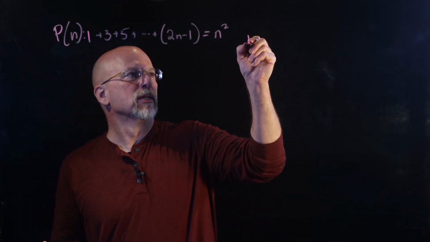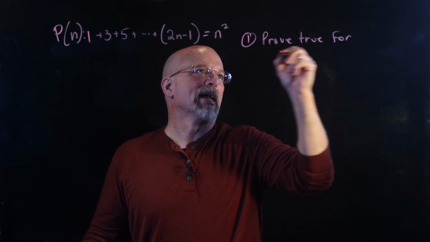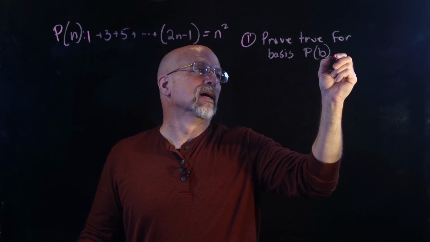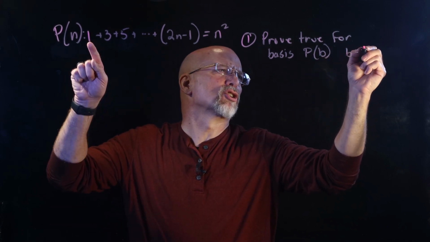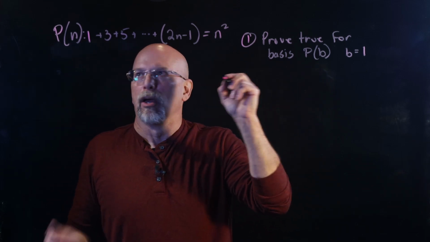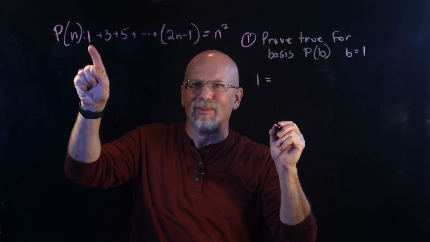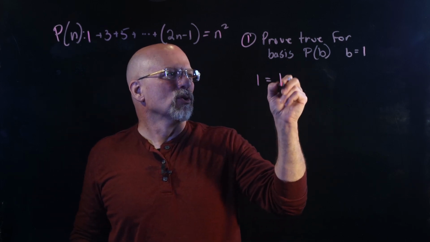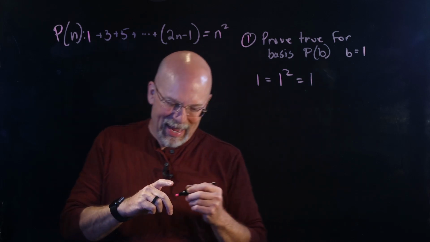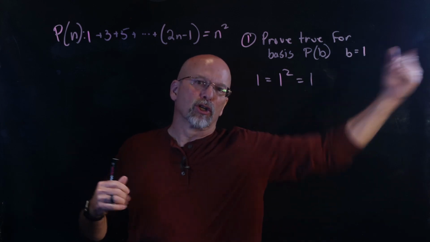So, what was step 1? Step 1 said, prove true for the basis, right? And what was our basis? That P(b), that was b equals, well, let's just use 1, all right? Now, the way this works is we've got 1, add it all the way up to 2n minus 1, so 1 is equal to 1 squared, which equals 1. That worked, right? Now, like I said before, you only need to prove it for the basis. Once you prove it for the basis, you're good above that.